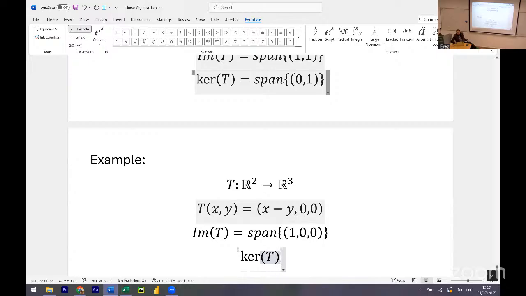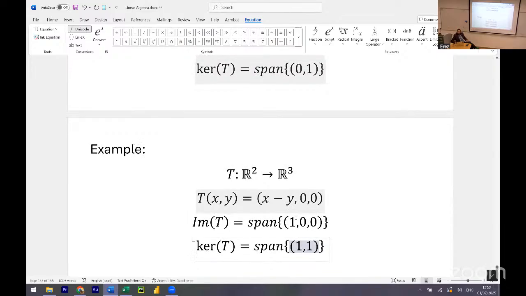What is being sent to (0,0,0)? The span of (1,1). Span of (1,1), because when x equals y, then you get 0. Agreed?